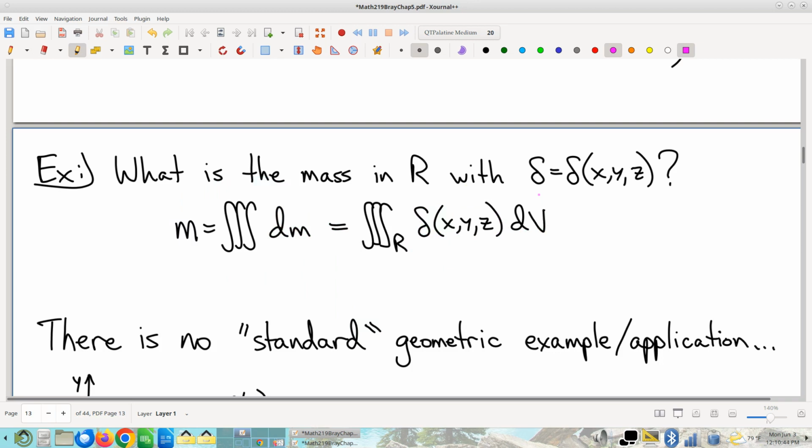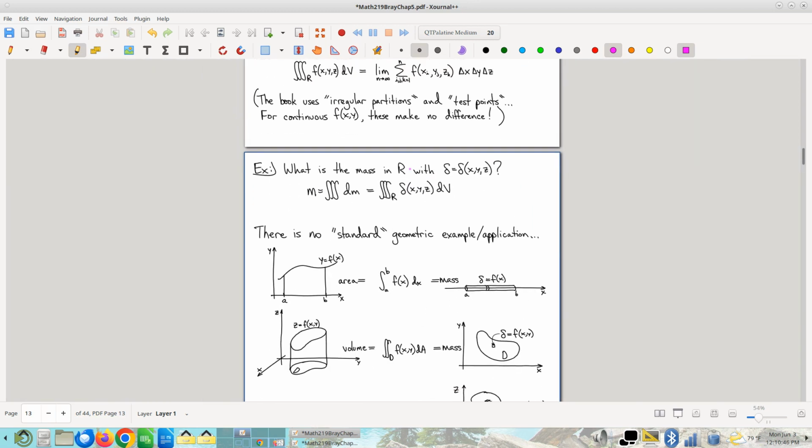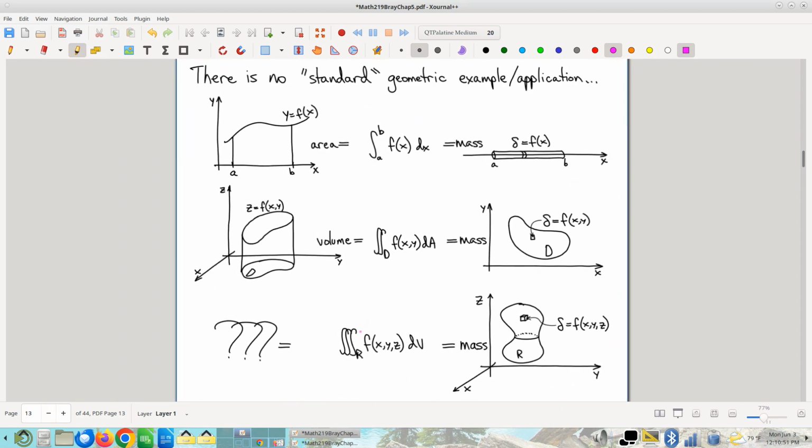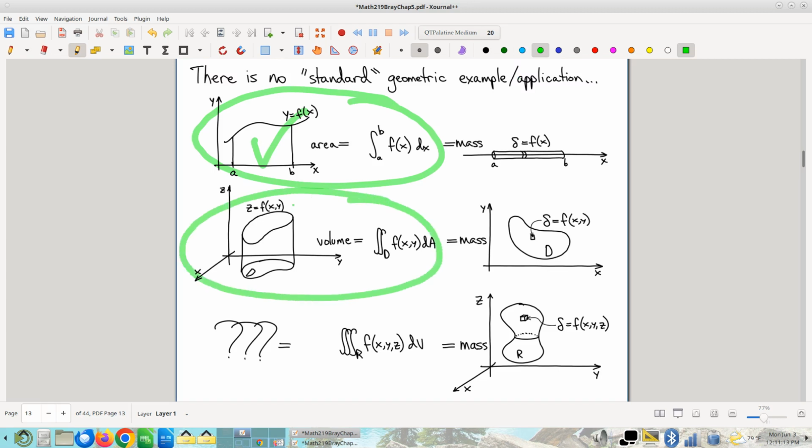All right, now a quick warning. Something you've got to be very, very careful with when you're thinking about triple integrals, and this is real easy to mess up. I've seen it a million times. Everyone's favorite way to think about single variable integrals in a single variable calculus class is area under a curve. Everyone's first favorite way to think about double integrals in a multivariable calculus class is to think about volume under a surface.